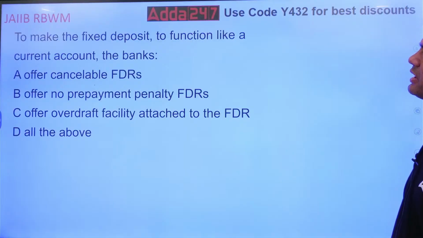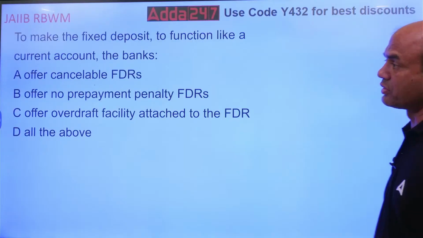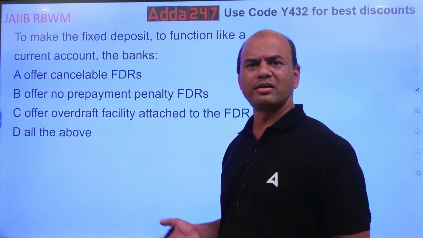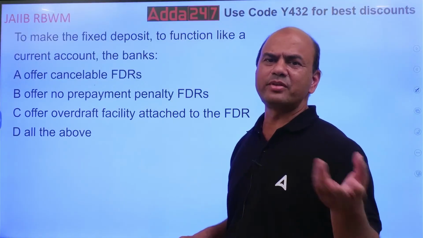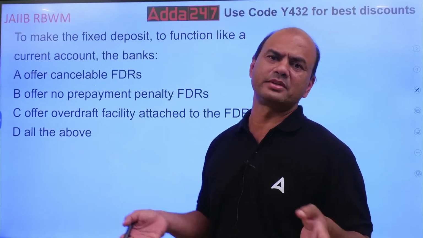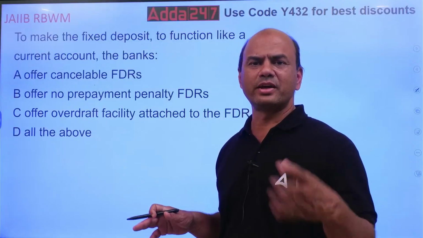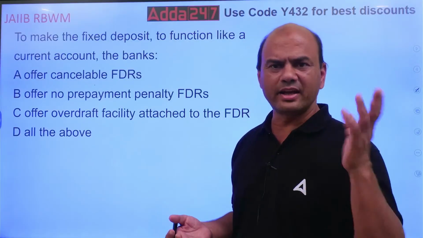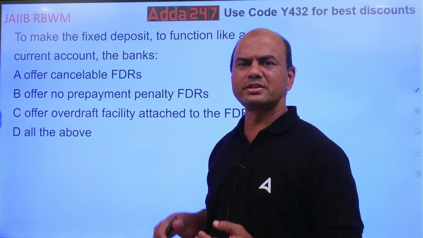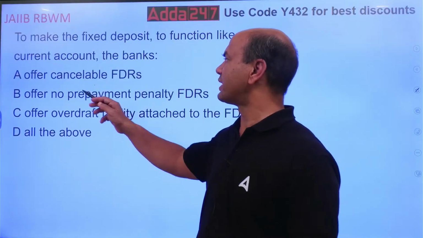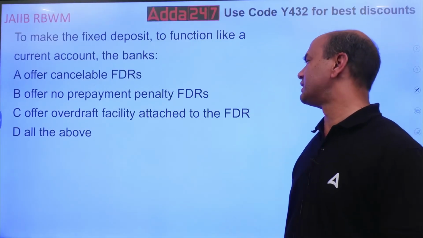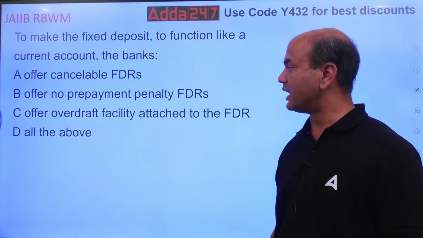To make the FD function like a current account, banks offer what? FD and current account, how can this be mixed? FD is FD, current account is current account. Current account is for daily transactions. FD is one time, just keep it once for 2 years, 3 years, 5 years, and at the end, get the amount. What is this FD and current account mixture? Offer cancelable FDRs, offer no prepayment penalty FDRs, offer overdraft facility available to the FDRs, and all of the above.